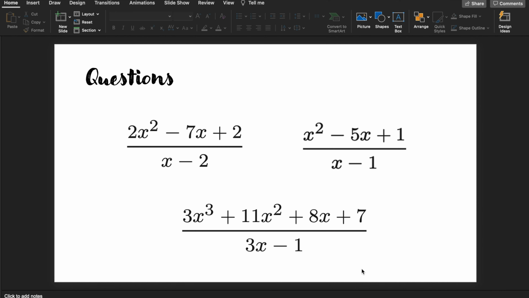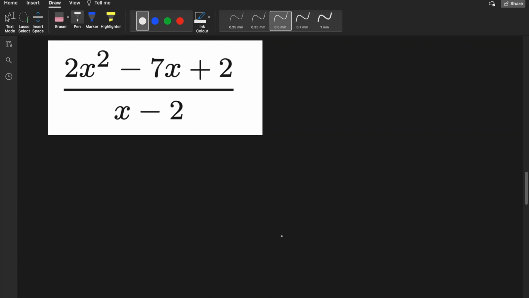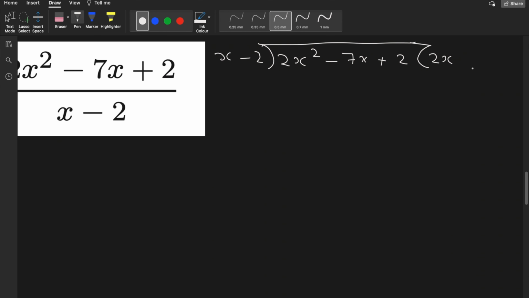So let's work on a few examples. Let's start with this one. Like always, we'll write the divisor over here, write the symbol, put the polynomial inside, and close it. What multiplied by x would give us 2x squared? It's 2x, right? So we write that over here, and then we'd get 2x squared.